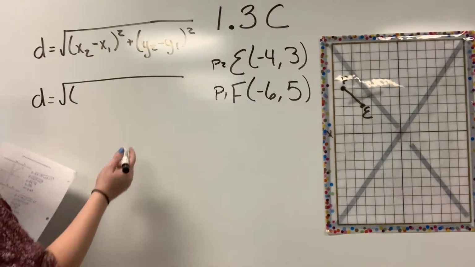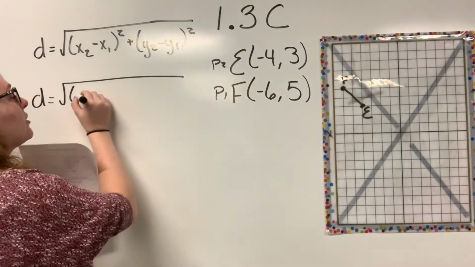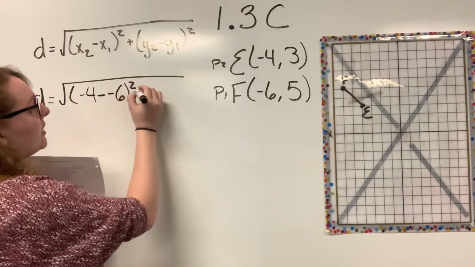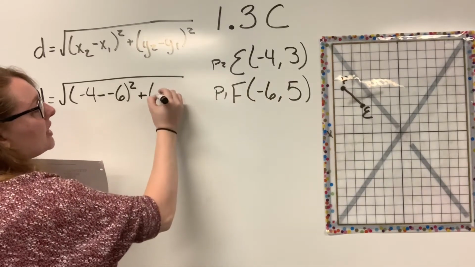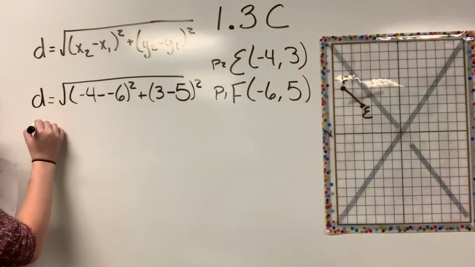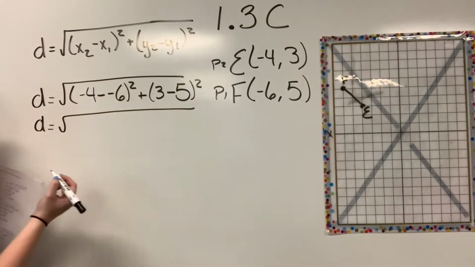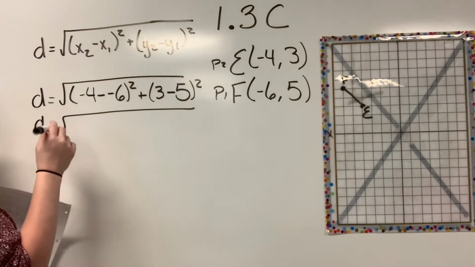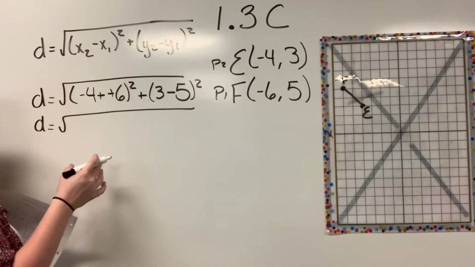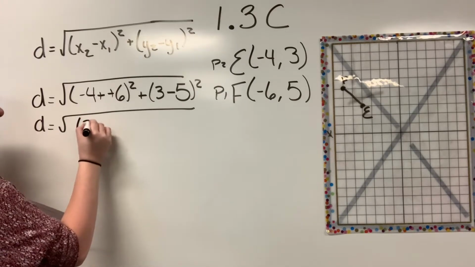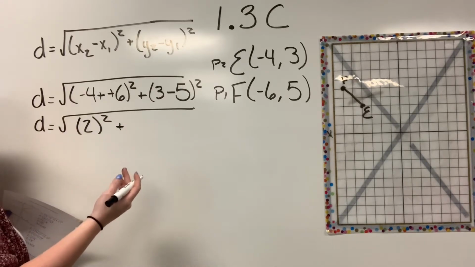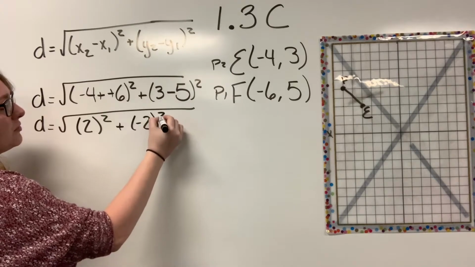It does not matter. So our x2 is our -4 minus our x1, which is a -6 squared, plus our y2 is a 3 minus our y1 is a 5 squared. Next we have to simplify, so we keep our D is equal to our big old square root. -4 minus a -6. When we minus a negative, we're really adding a positive. So -4 plus 6 gives us a +2, plus 3 take away 5 will give you a -2.